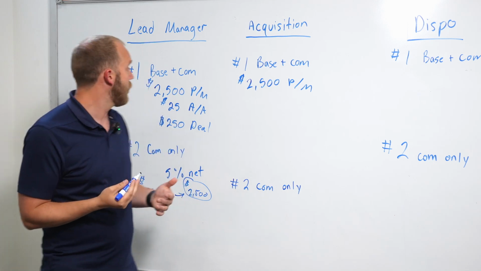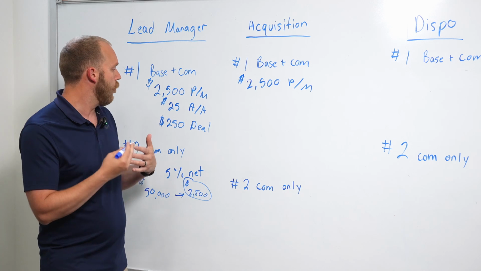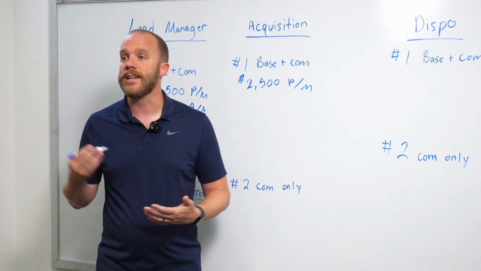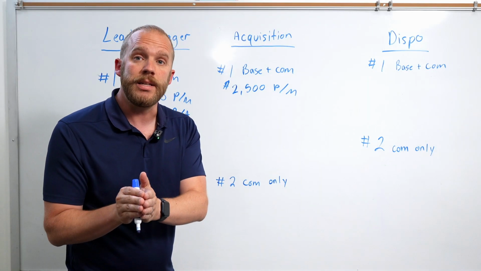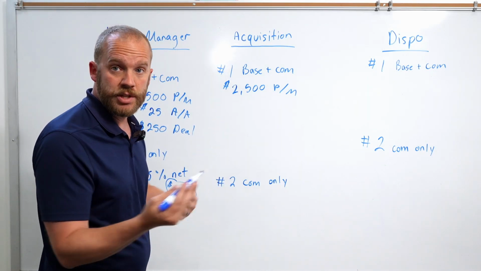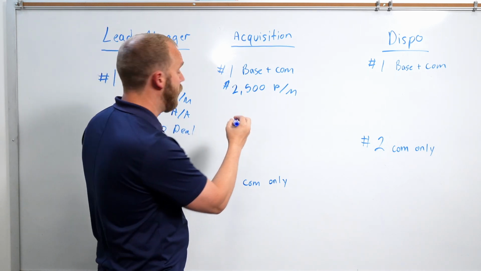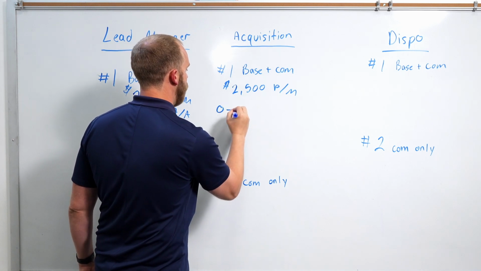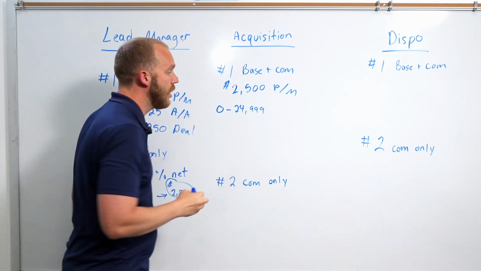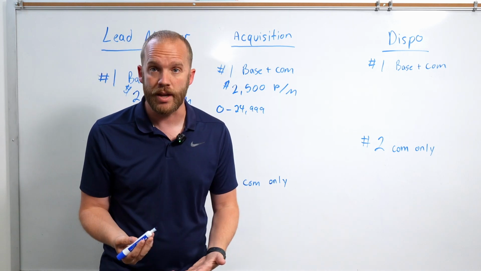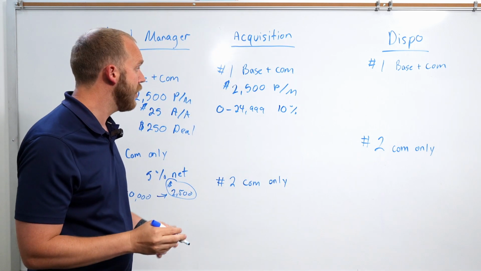Now, the only difference is instead of getting just a stipend for setting an appointment or getting a deal, these guys are going to be on a sliding scale. What does that mean? I want to incentivize them to buy deeper deals. So, for example, and this could be different in your company, but in my company, for any net profit between 0 and $24,999, these guys are going to get 10% of the net profit.